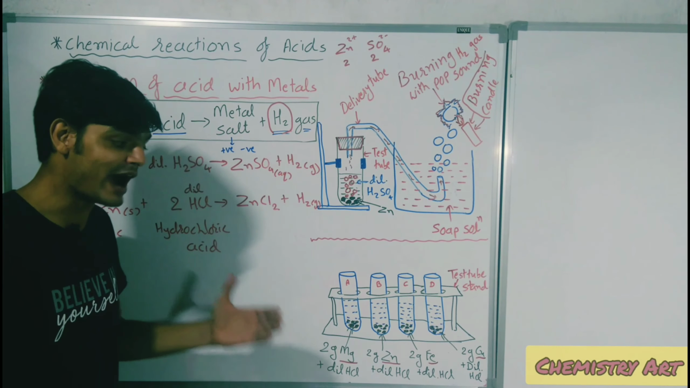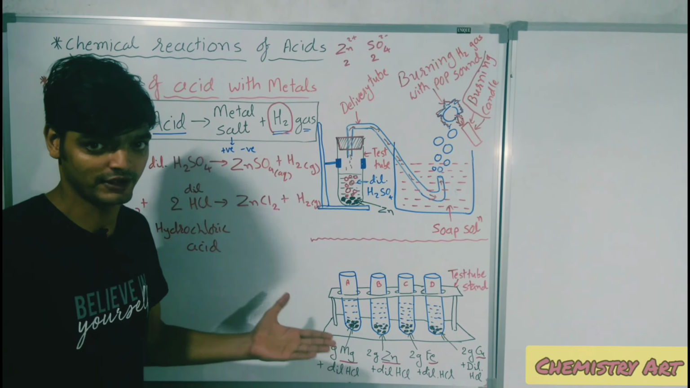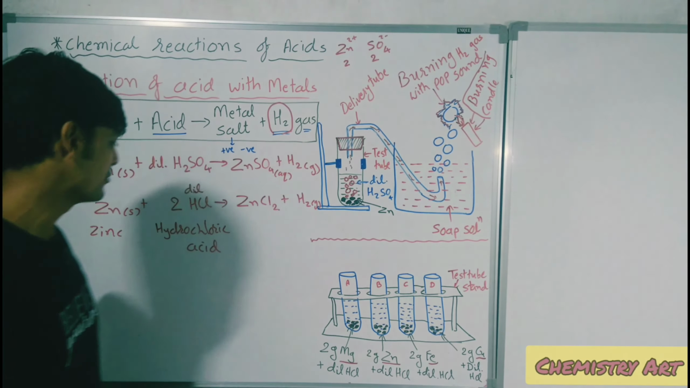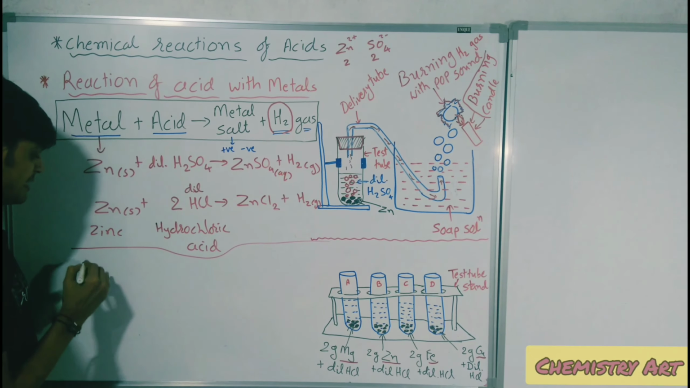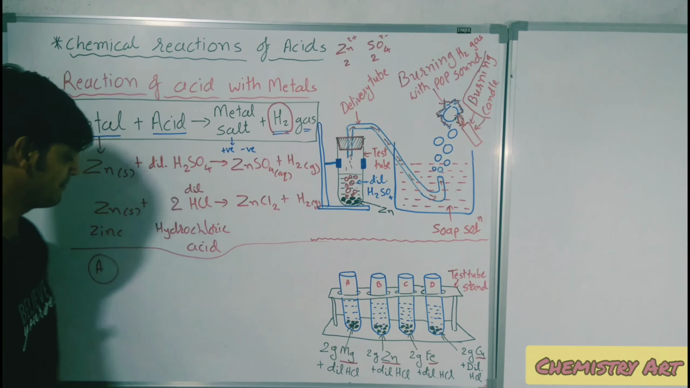So the amount of hydrogen gas released will be different here. In some cases more hydrogen gas will be released, in others less will be released, and in some cases maybe hydrogen gas cannot be released. So you have to think about it. Let me explain first. For example, test tube A, what have we taken? Magnesium. Let me write here Mg, magnesium in solid form, reacting with the hydrochloric acid, diluted HCl.